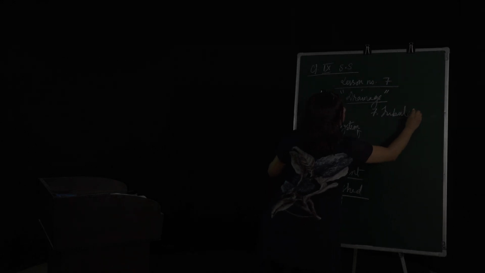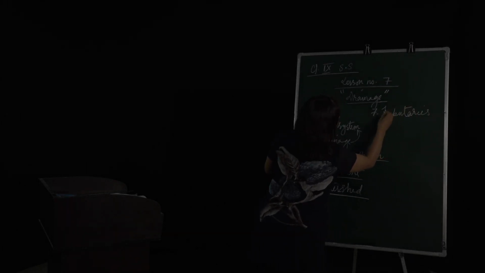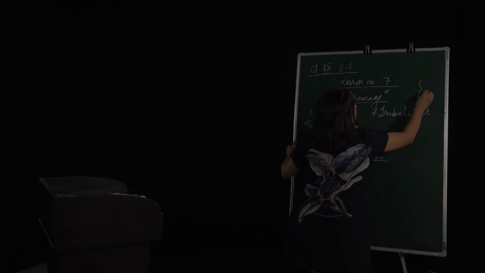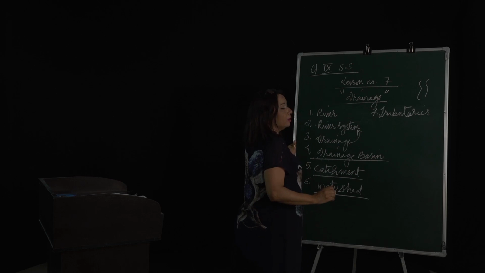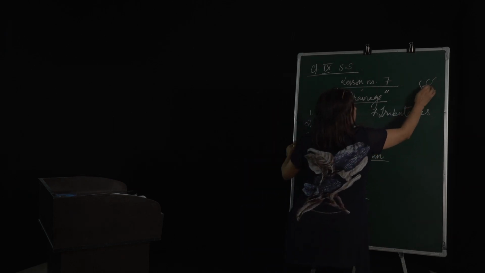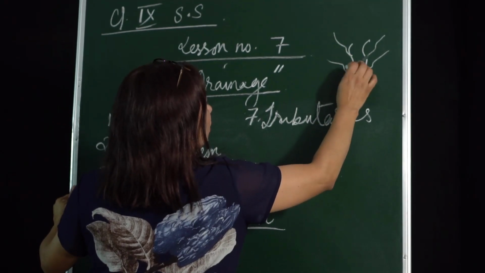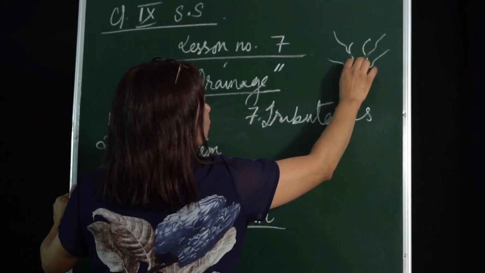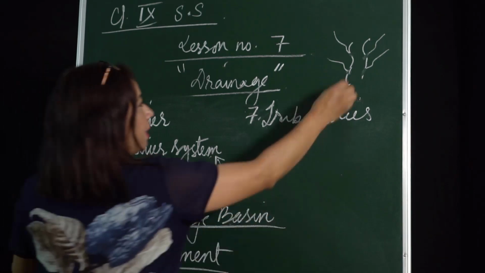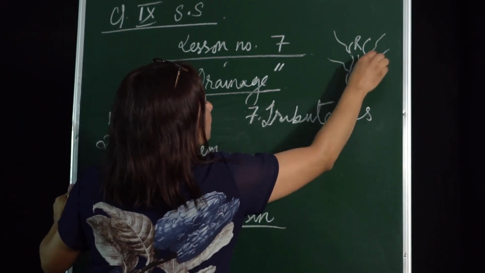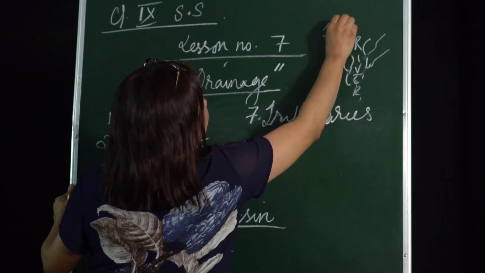Okay, the next one is 7, tributaries. Tributary or tributaries. I will write tributaries. Now, when a main river is there and small rivers come and join here, here, here, here, all these small streams or rivers that give water to the main river, this is a main river, these are called tributaries.